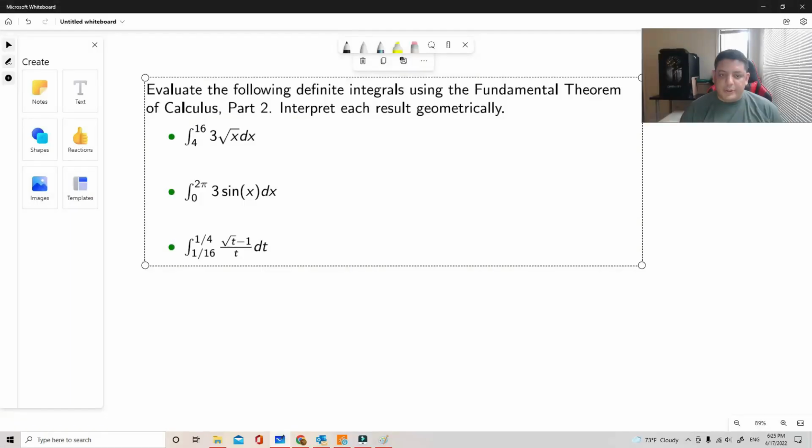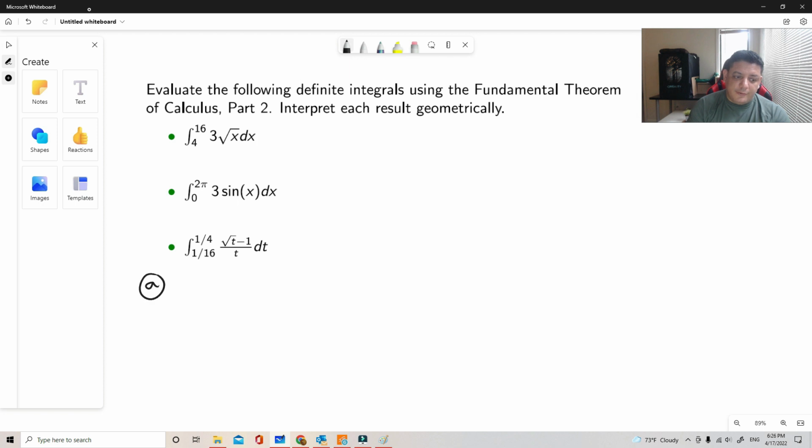Hi everyone, this is part 2 of section 5.3 on the fundamental calculus theorem. So now we want to do some examples of this. What we have from the fundamental calculus theorem is essentially that if we can find the antiderivative of certain functions, then we can use them to find the value of definite integrals and find the area that is given by certain curves. So let's see the first example here.